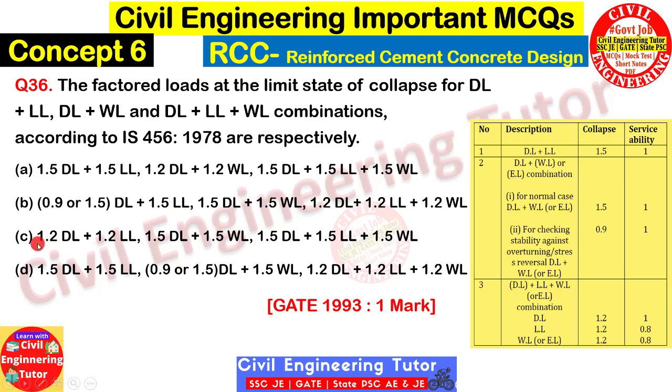Now coming to option C, 1.2 dead load plus 1.2 live load. Obviously we can see that the dead load and live load combination is 1.5, so this is also not correct. So obviously option D will be the correct answer. We can see here 1.5 dead load and live load combination, 0.9 or 1.5 dead load plus 1.5 wind load, and 1.2 dead load, live load and wind load. So this is the correct combination. So the correct answer will be D.